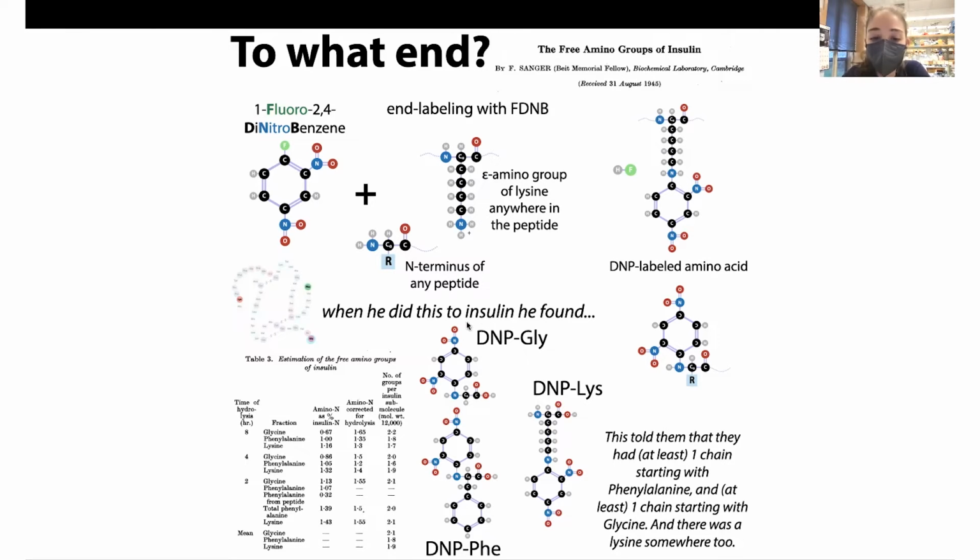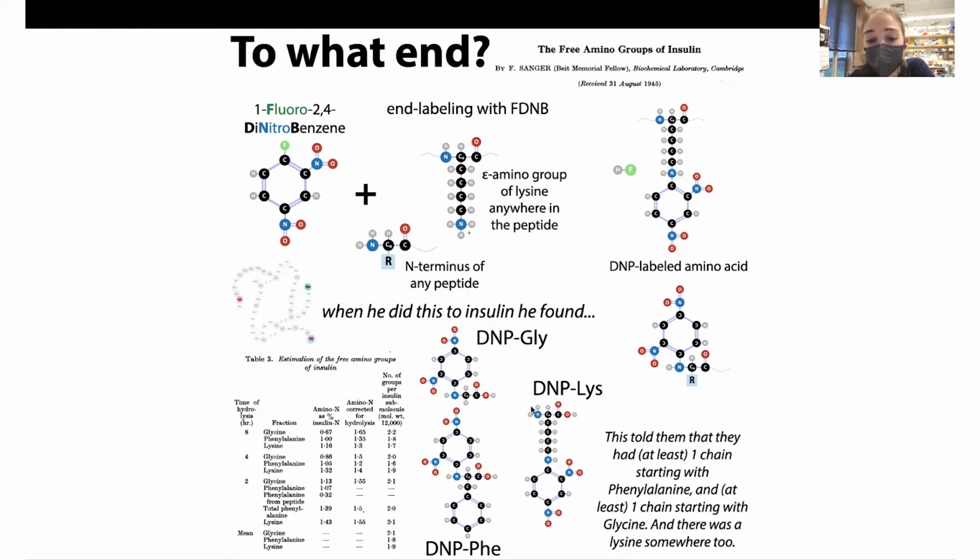And so when he did this, he found that he got DNP glycine, DNP phenylalanine, and DNP lysine, but he could tell that it was internal lysine and not an end one. So even though I have it drawn here where there's an H here, when this was part of the chain, so this was labeled while it was part of the chain, that amino group wasn't accessible, and so it wasn't like a primary amino group, and so it couldn't react.